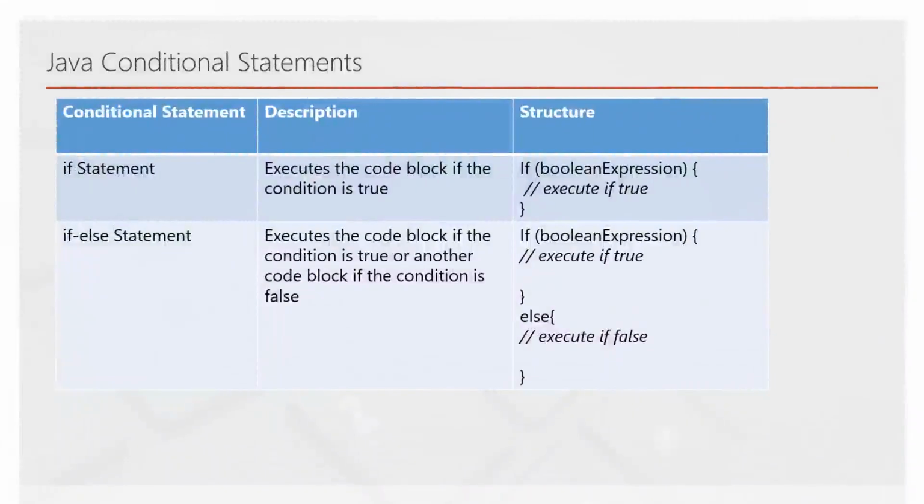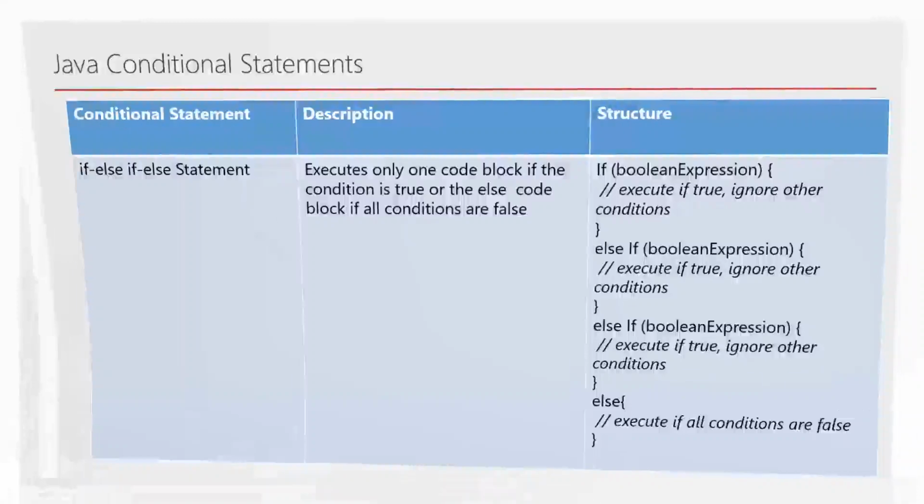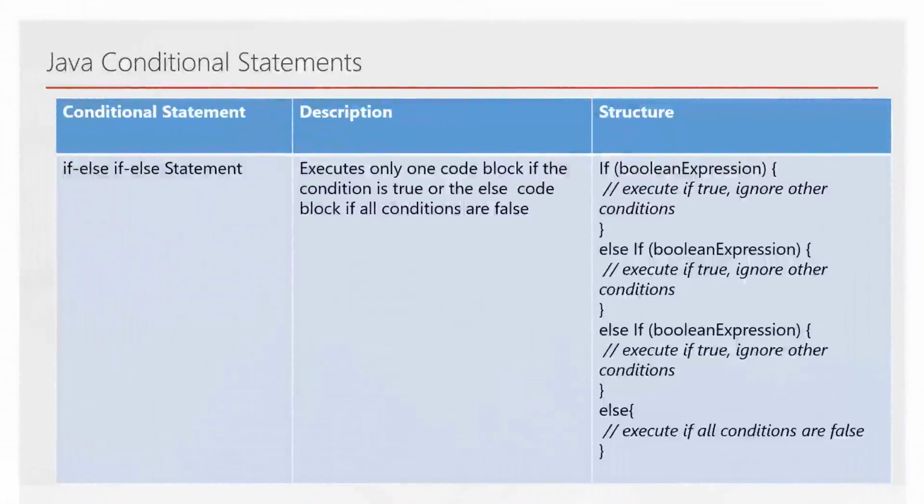Java conditional statements consist of the if statement, which executes a block of code if a condition is true, the if-else statement, which executes code if a condition is true or another block if that condition is false, and the if-else-if statement, which executes one block of code if a condition is true or the else block if all the conditions are false.